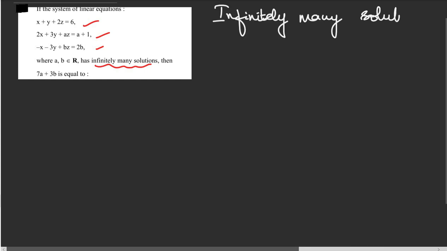The next question: for the set of equations, 3 equations are given. They have infinitely many solutions. Then find the value of 7a plus 3b. The procedure is the same. For infinitely many solutions, we have delta D is equal to 0, delta x is equal to 0, that is D1, D2, D3, all the terms are equal to 0, then we have infinitely many solutions.